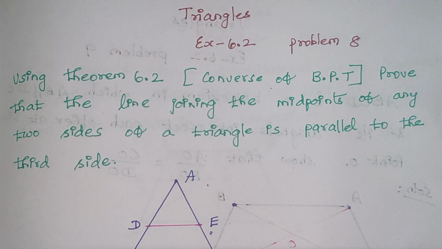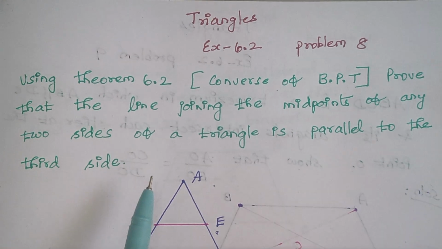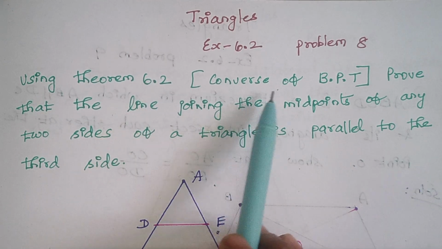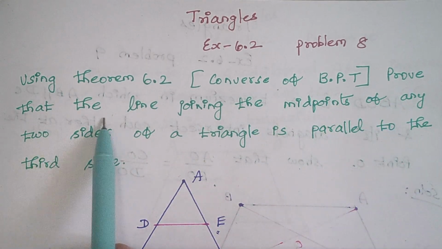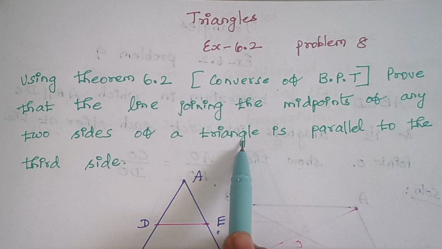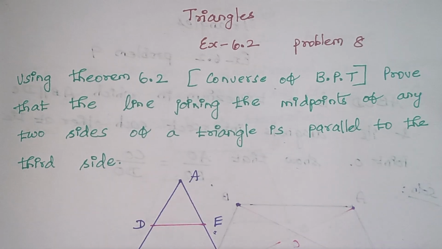Today we are going to solve problems 8, 9 and 10 in exercise 6.2 in chapter 6, Triangles. I start with problem 8. Using theorem 6.2, it is nothing but the converse of BPT. Prove that the line joining the midpoints of any two sides of a triangle is parallel to the third side.